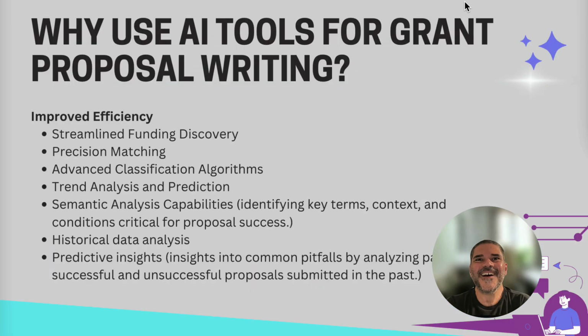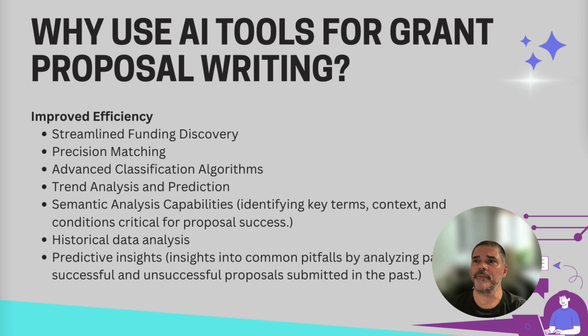So let's move on. Why use AI tools for grant proposal writing? Well, we're going to go through 3 different sections, and they are improved efficiency, enhanced accuracy in data analysis, and optimizing the proposal structure. And we'll start off with improved efficiency. So there's a few reasons to use it.